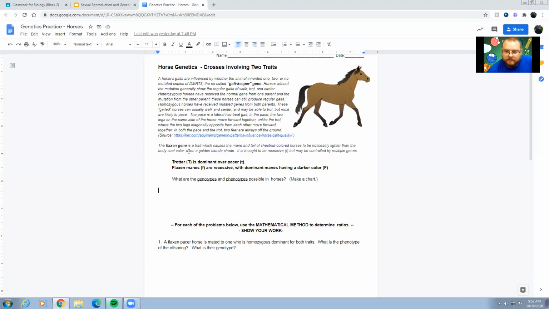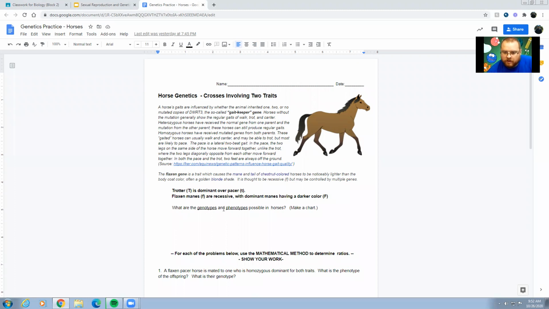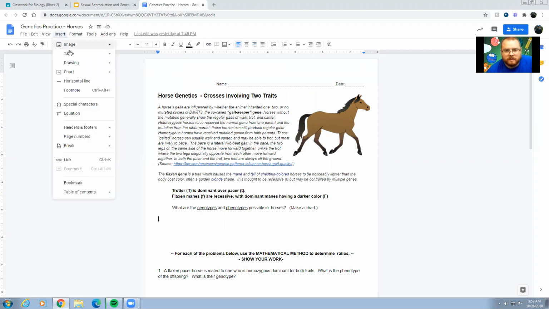All right, so this one right here, it's going to ask you what are the genotypes and phenotypes possible in horses. So, in order for us to do this, we're going to insert a table. This is going to be genotypes and phenotypes. So, insert table. This is going to be a 4x4.